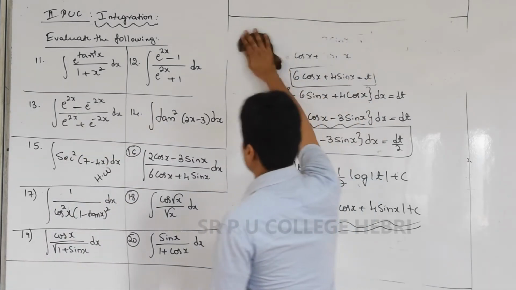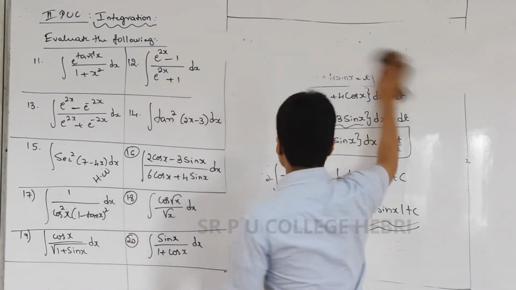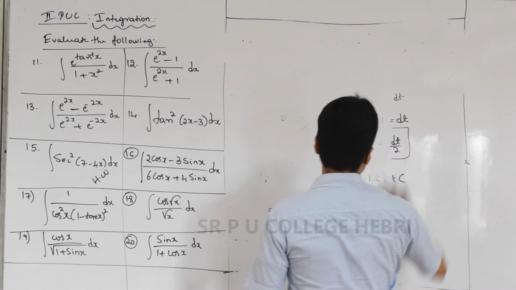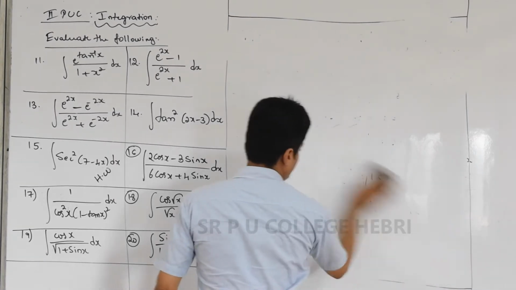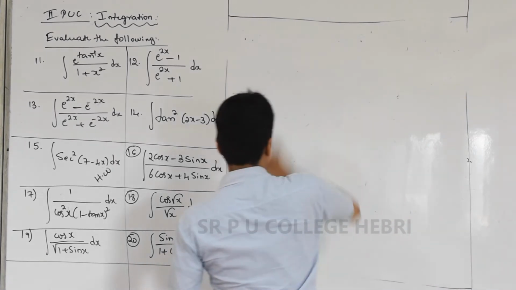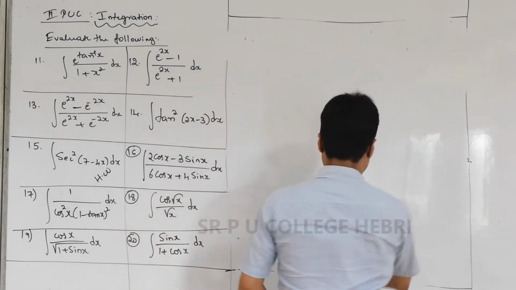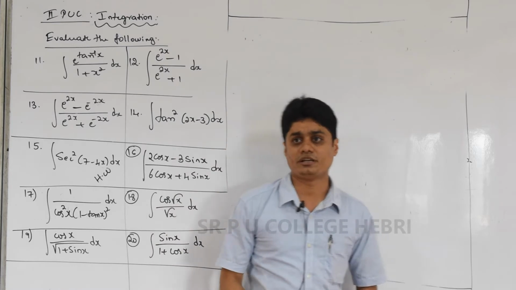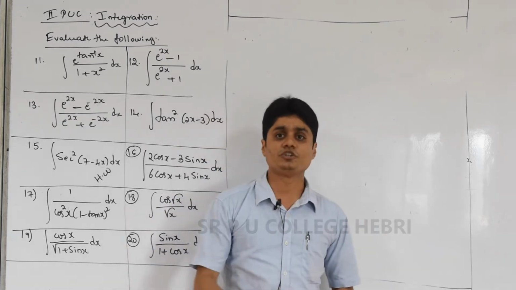What is the next question on the board? 1 by cos square x into 1 minus tan square x. Definitely you can try. Don't wait for me to write the solution on the board. Every time, the first work is yours, remember that. If you wait for my explanation, you may understand that particular problem's solution, but you cannot solve a new problem yourself.